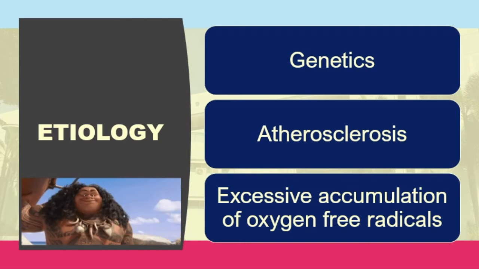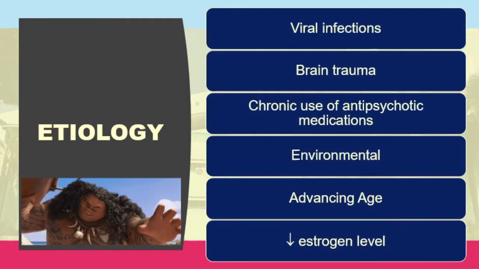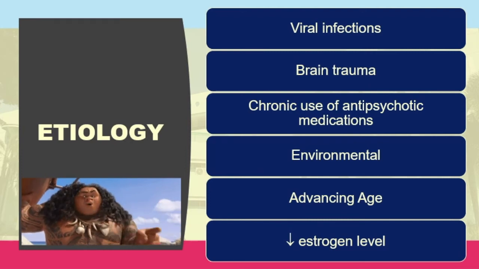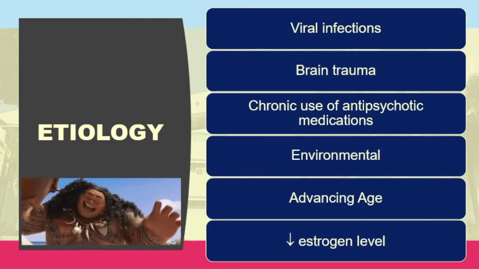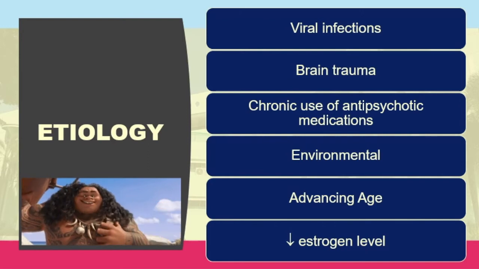So when I say free radicals, these are unbound elements which are circulating in the system. Then you have viral infections, also brain trauma, and then the chronic use of antipsychotic medications. You also have environmental factors, advancing age, and the decrease of your estrogen level, especially if your patient is going towards menopause. For the environmental, that would include exposure to pesticides, herbicides, industrial chemicals, and metals, and then drinking well water. Okay, especially unexamined well water which would have a lot of chemicals.